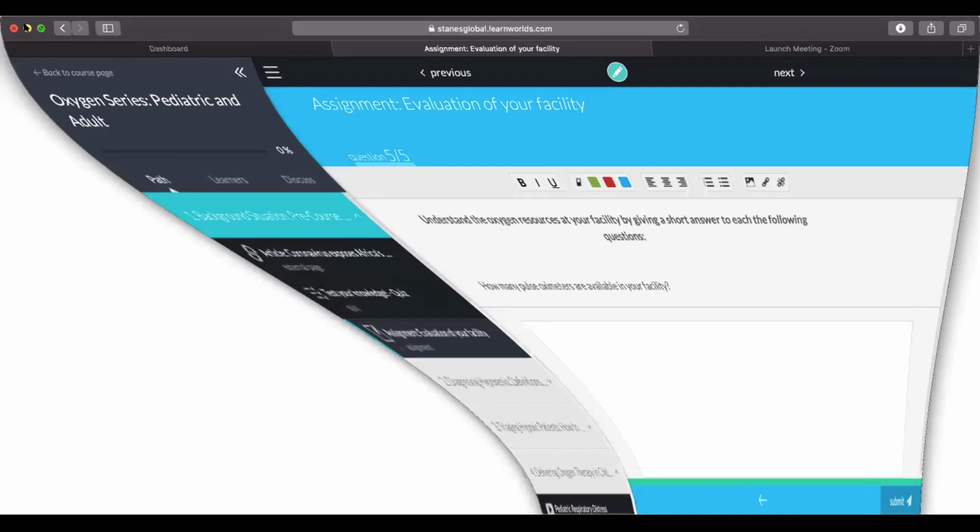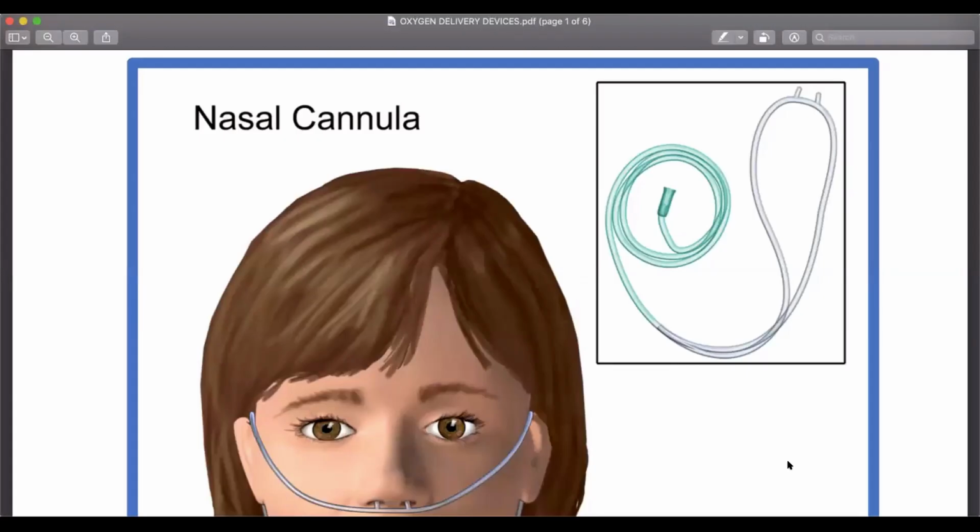Oh, sorry, apparently I'm not showing the drawing. Let me try again. Thanks, guys. Apologies. Can you see it now?